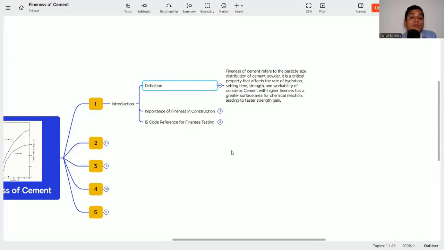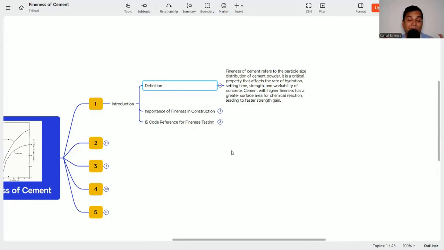It is a critical property that affects the rate of hydration, setting time, strength, and workability of concrete. And what is hydration? Whenever you add water inside the mix, the cement and water start reacting with each other and they produce a hardened paste. This process is called the hydration of the cement. So this hydration of the cement also depends on the fineness.